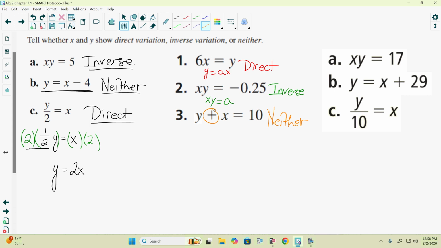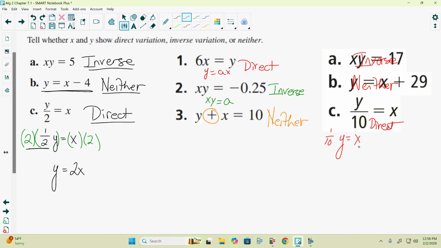We'll go on and finish this out. Let's do the last 3. X times y equals 17. Inverse. B, y equals x plus 29. Neither. Y over 10 equals x would be direct, because we can think of it as 1/10 times y equals x.